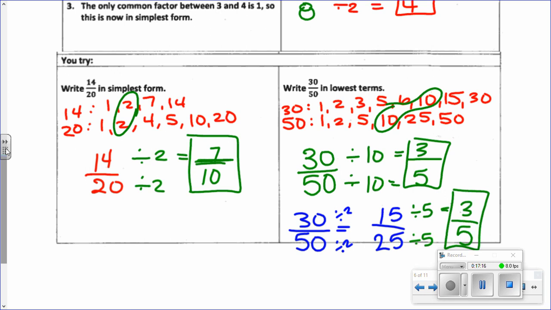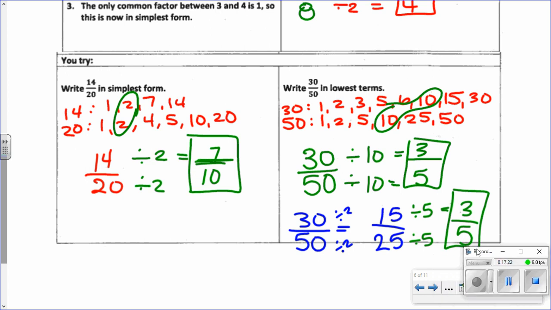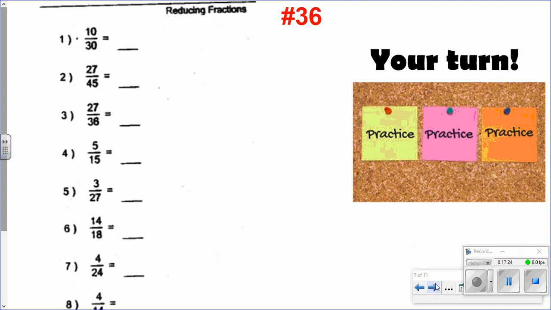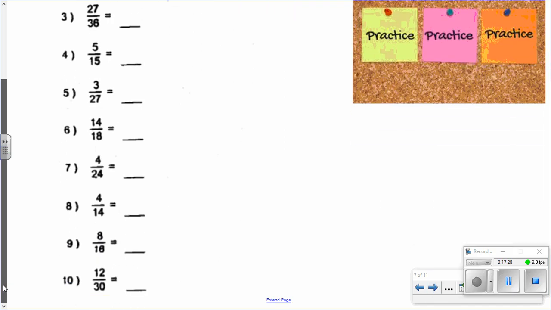Okay, so now what I want you to do is work on these problems right here. So I think there's, let's see, there's 10 of them. So I want you to reduce those into the lowest form possible. Okay, so pause the video. When you come back, I'll give you the answers to those.